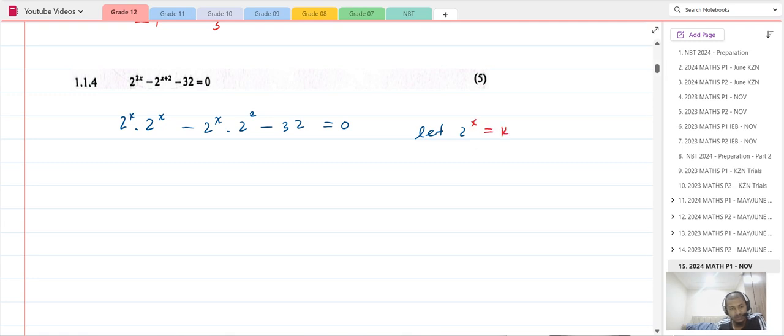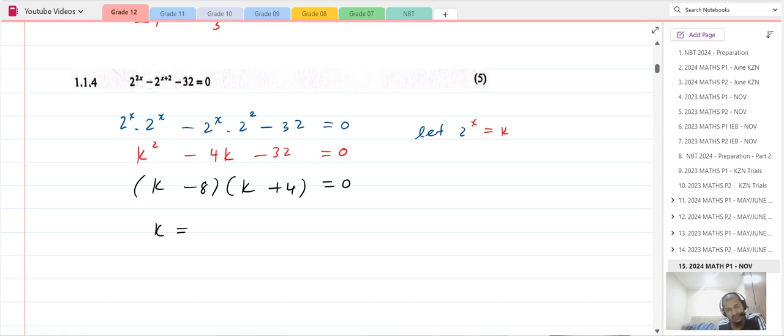Right, so we got k times k, which is k squared, minus 2 squared is 4, 4 times k is 4k, minus 32 is equal to 0. We can see that 8 times 4 works, so we have (k minus 8)(k plus 4) is equal to 0. Plus 4 minus 8 minus 4k, everything is good, so we have k is equal to 8.